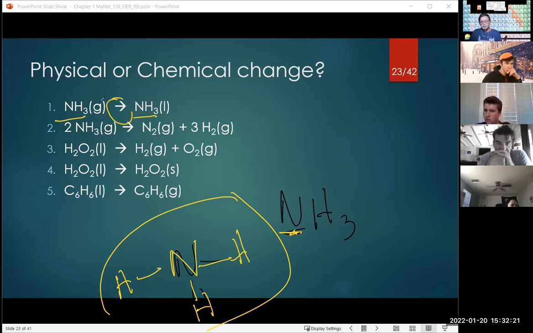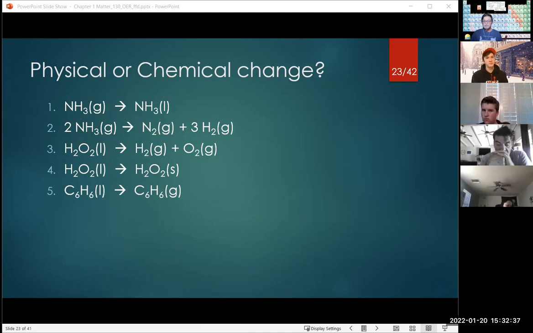So I go back and I look at my physical state. Well, it went from a gas to a liquid, okay? So what happened here must be a physical change. It's got to be a physical change because chemically nothing happened to the formula of NH3.